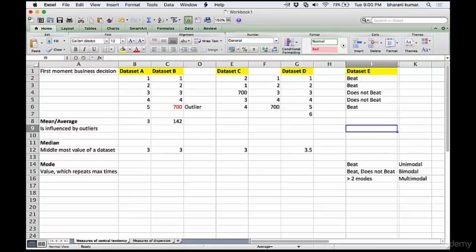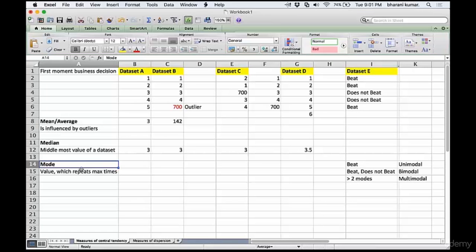Given this scenario, can we calculate mean or median for this data set? You cannot. For this kind of categorical or non-numerical data, we cannot calculate mean or average. So mean or average is not applicable. Median also cannot be calculated. So there is only one measure that is applicable in this scenario when you have non-numerical data, and that specific measure is called mode.